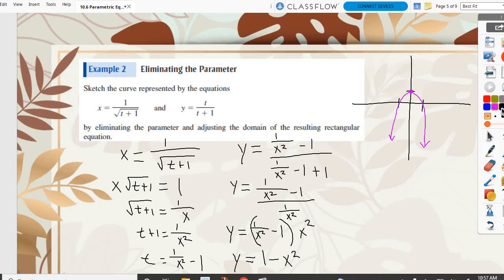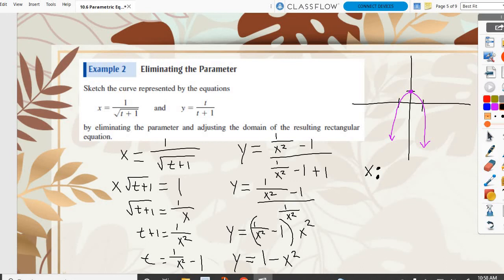So what restrictions do we get from our x? There's a square root. What happens with square roots? It can't be negative. So how do I write that algebraically? X is greater than 0.